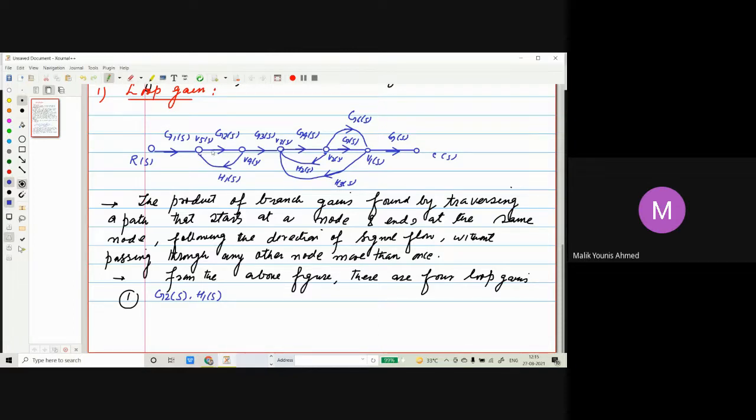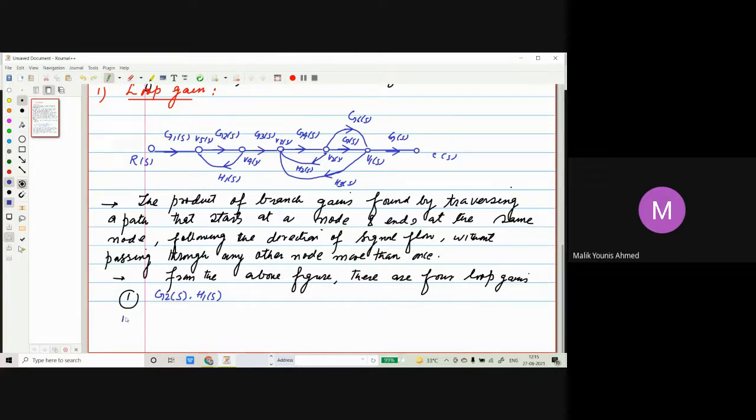In the direction of signal flow, the flow of signal is in the forward direction here. And without encountering any node more than once, you are encountering it once, and then you are back there. You start from the same node, exit at the same node, and you are following the direction of signal flow. So all the points of the definition are satisfied. So that's the first loop gain.